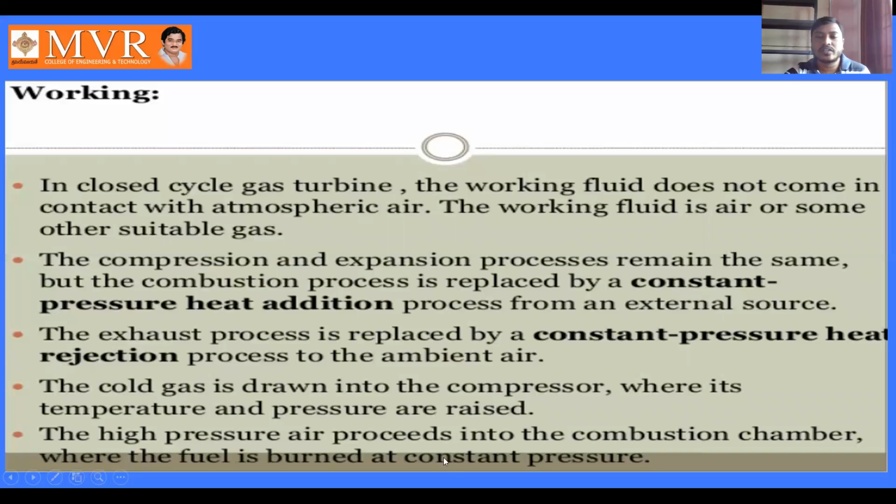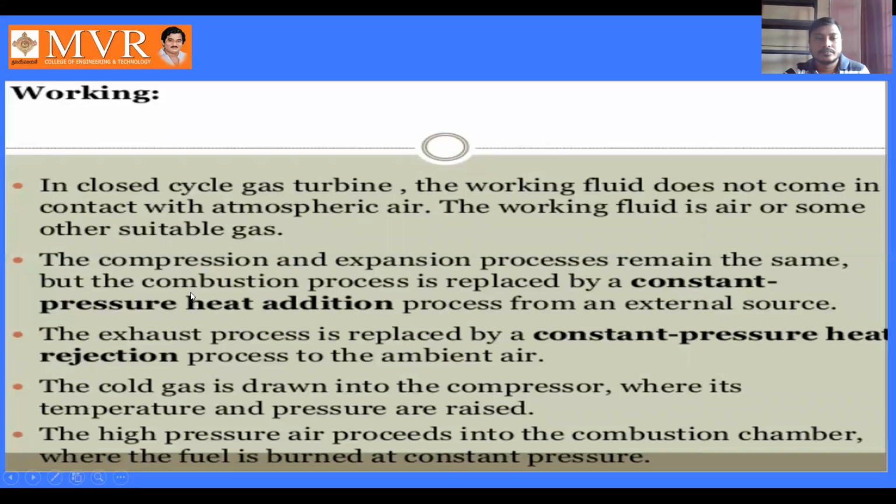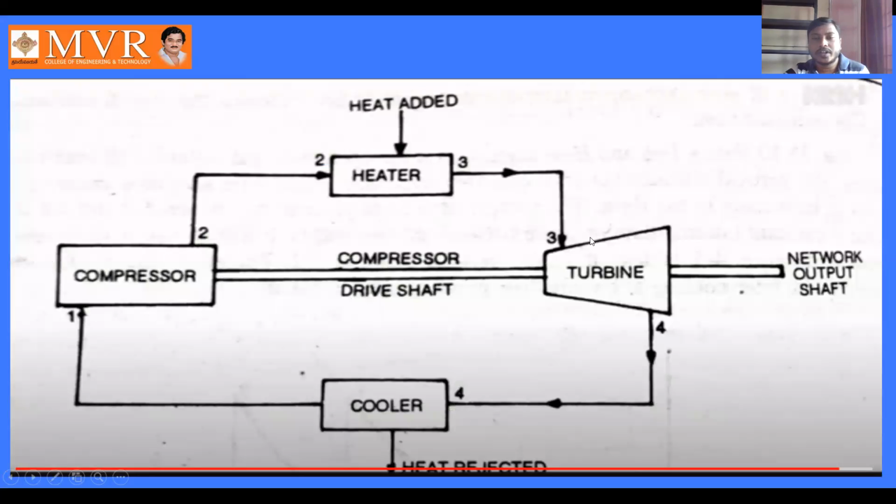The high pressure air proceeds into the combustion chamber, where the fuel is burned at constant pressure. The high pressure air enters the combustion chamber, where the combustion process takes place. This is a complete cyclic process which is not open to the atmospheric air. It does not come in contact with the air, and the cycle is completed. The high temperature gases then enter the turbine, where they expand to atmospheric pressure while producing power output. Some work takes place here in the turbine.